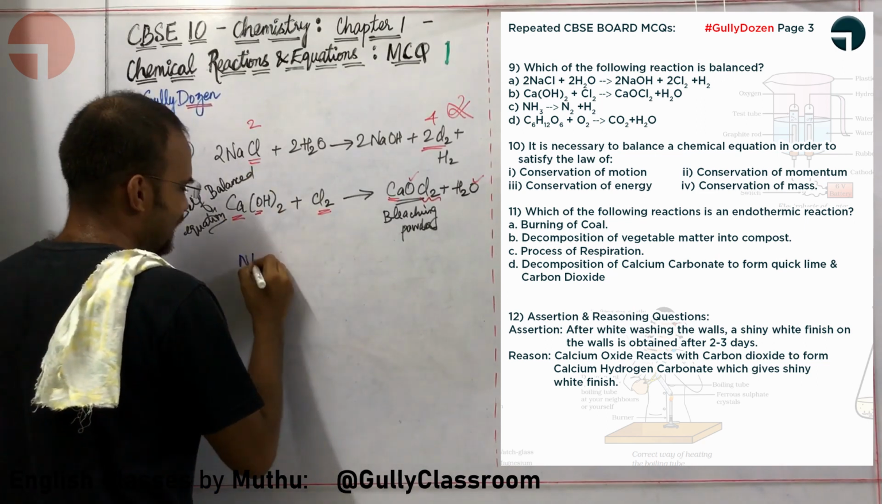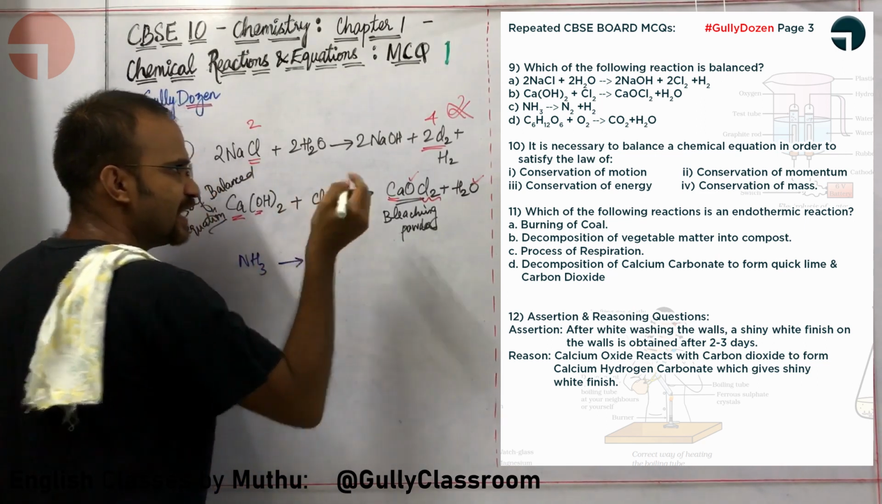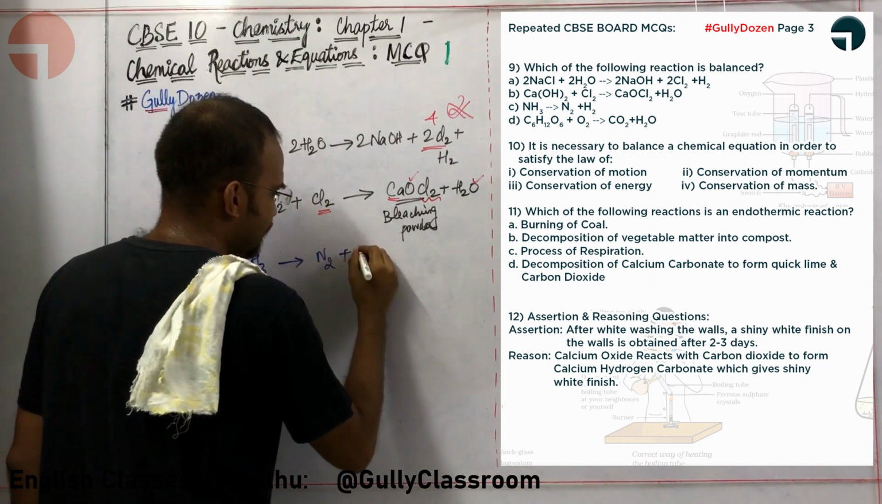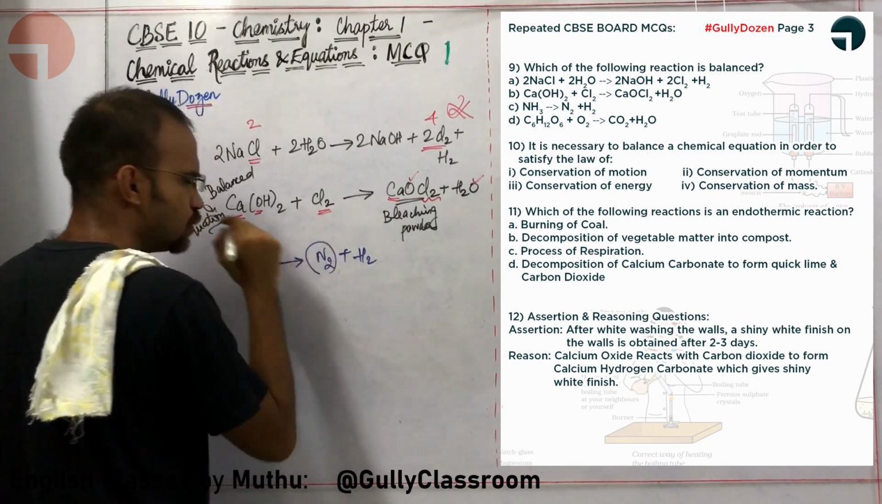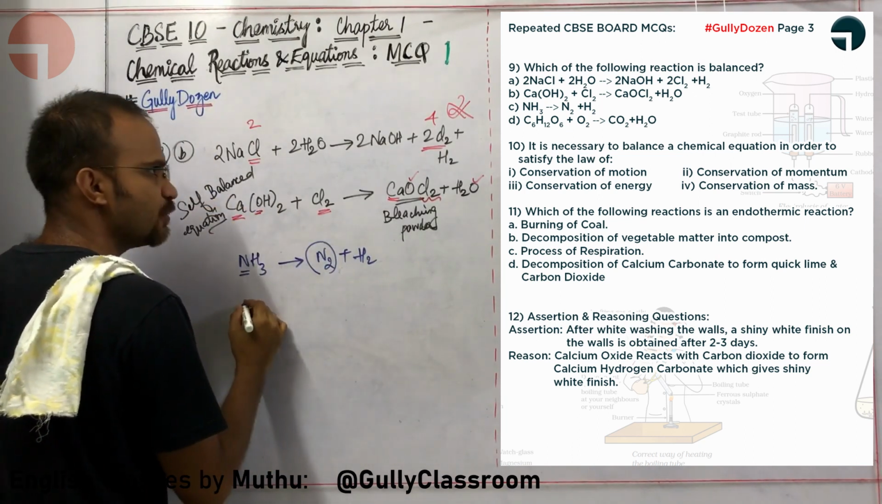Absolutely. NH3, what is NH3 doing? It is dividing into N2 and H2. This is obviously not balanced. Here there is 1 N, here there is 2 N. It is not balanced. What about the last option?